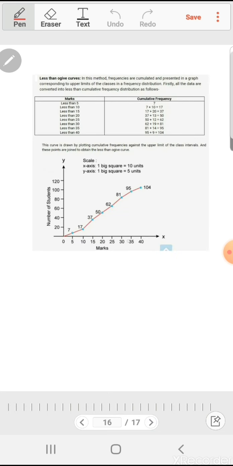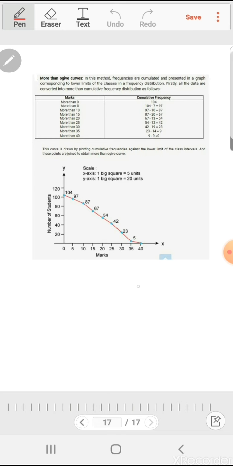This is example of a less than ogive which we have already studied. Here also both x and y axes are duly marked and scale is also mentioned. So is the case with more than ogive. So keep these things in mind while drawing histogram, frequency curve, frequency polygon or ogive so as to present your data in an attractive manner.